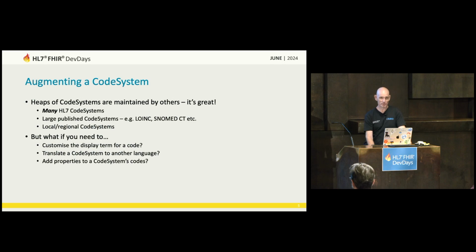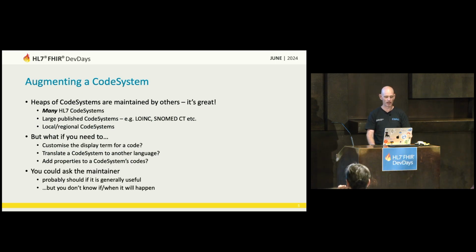But what if you're using one of those code systems and you need to customize a display term? Or more particularly, what if you're trying to translate that whole code system into another language? Or maybe you just want to add a property to a code system's code. As I was saying before, maybe as a fictitious example, you've got a medicines terminology and you want to annotate all of the codes for the various products with whether they're available in the market in your jurisdiction or not, or what the price is, or what the subsidy is for them.